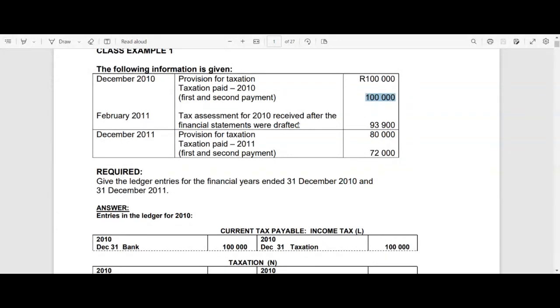And they then tell us, wow, aren't we lucky? They now tell us that according to their calculation, our income tax expense for that year should have been 93,900 rands. Now I'm going to ask you some questions again, ladies and gentlemen. They say our income tax expense, that's what the assessment is about, for last year should have been 93,900. How much tax expense have we already provided for last year in our books of account for the purposes of drawing up last year's financial statements? How much tax expense have we provided for?